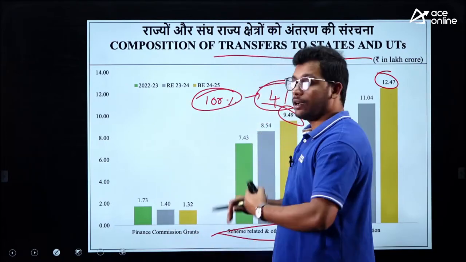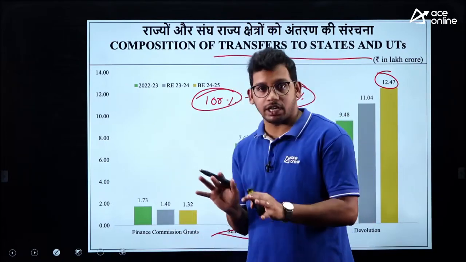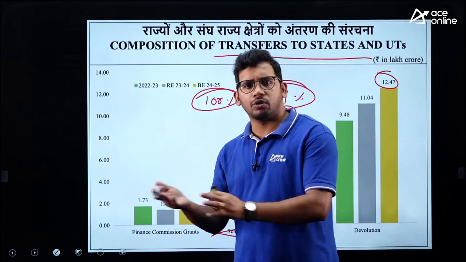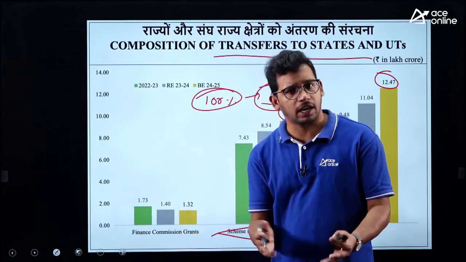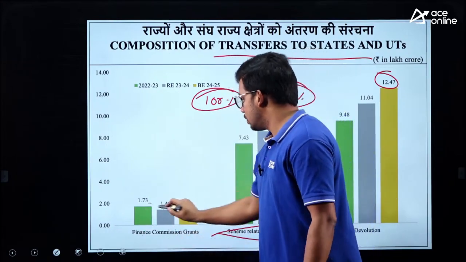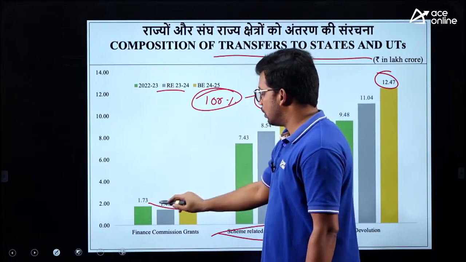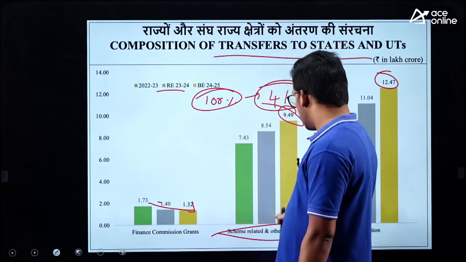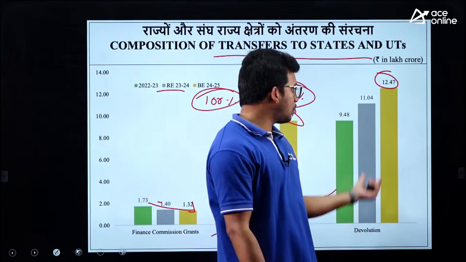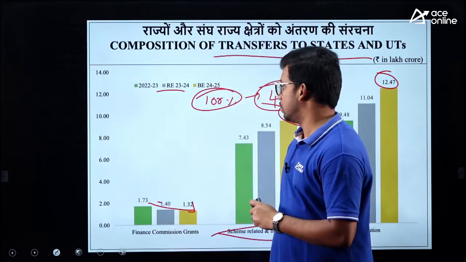These are special grants for some states, like Andhra Pradesh for example, which has no capital, so the finance commission recommended that extra grants have to be given. So this is decreasing, right. Finance commission grants are decreasing, but scheme-related transfers and devolution are increasing, right.